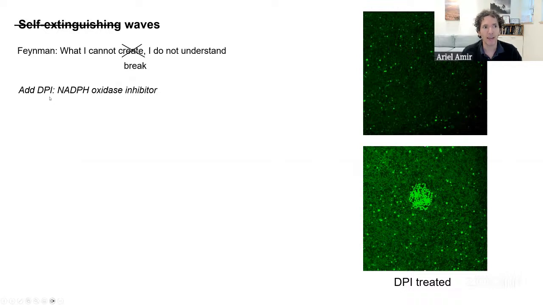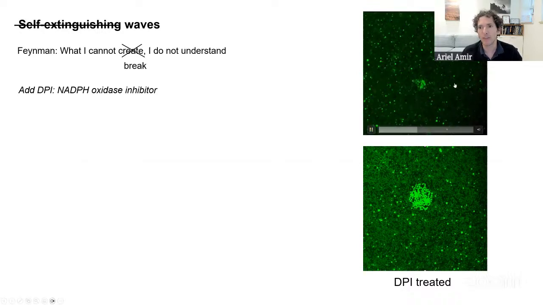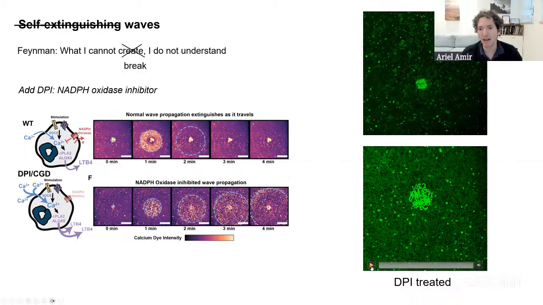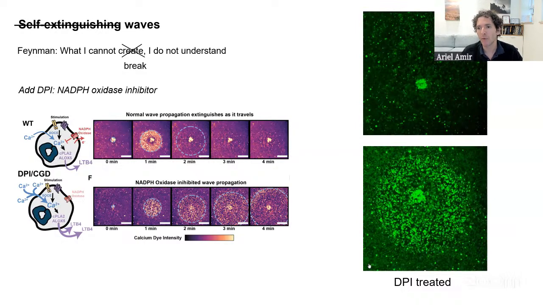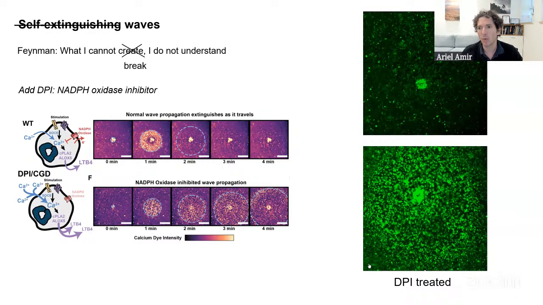So what do we expect? We expect that when we add this drug, DPI, there will be no inhibitor, and without an inhibitor, we should get waves that propagate basically forever. And this is indeed what we see. This is the case of blood from normal donors without the drug, and you can see that the waves propagate and then stop. When we add DPI, you will see waves that basically continue throughout the field of view without stopping.